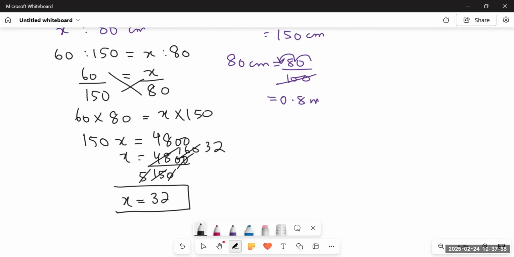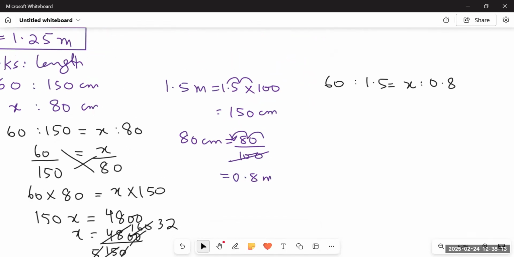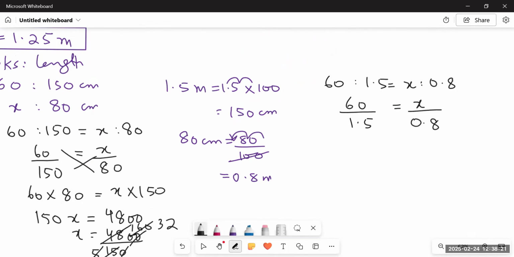It means 32 books would occupy a space of 80 centimeters, sorry. And if we solve it having the quantities in meters, then again, it would be the same. That is 60 upon 1.5 is equal to x upon 0.8. So when we cross multiply them, we will get 60 multiplied by 0.8 is equal to 1.5x.